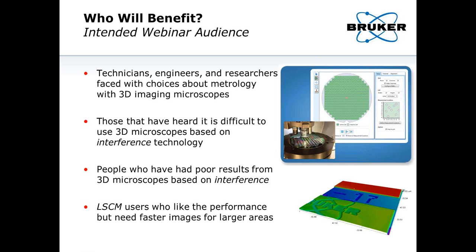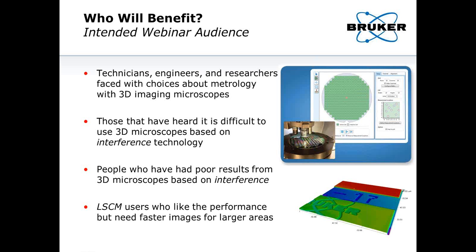People that have heard that it's difficult to use 3D microscopes that are based on interference techniques or coherence scanning. Also, people that might have had poor experiences with or poor results from such systems in the past. And the technologies that are available today, taking advantage of faster computers and better cameras and different software and faster computational capabilities in general, have made a great difference to the capabilities that can be offered by such systems.